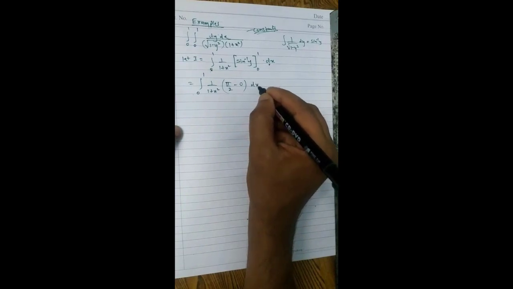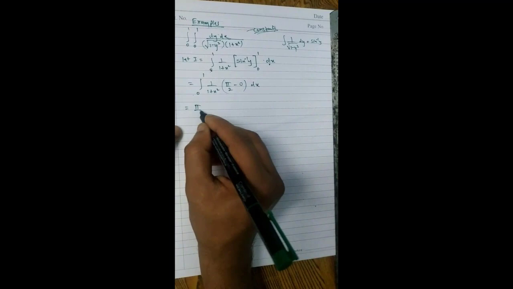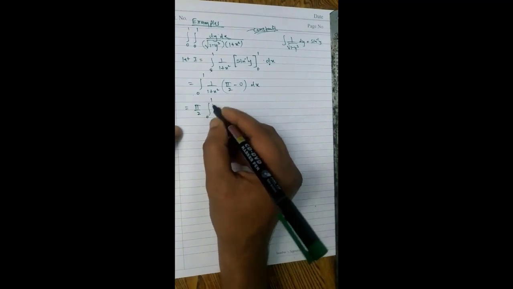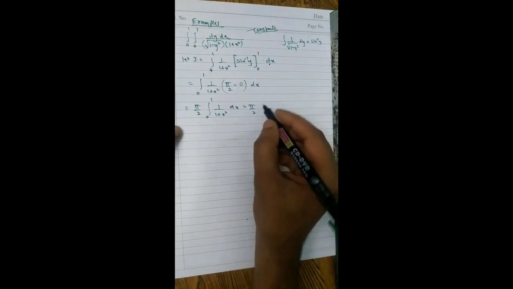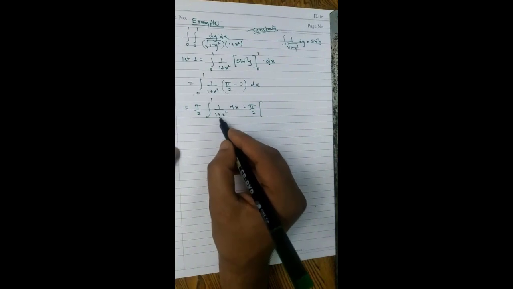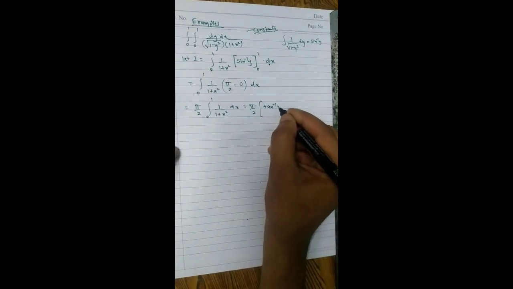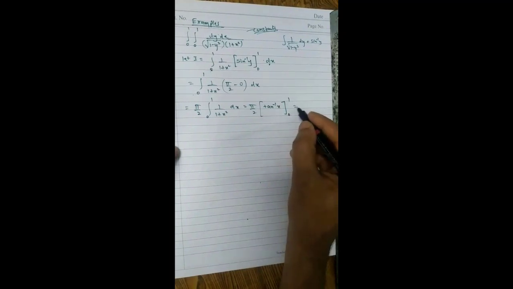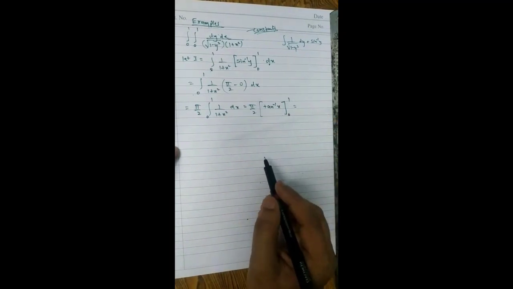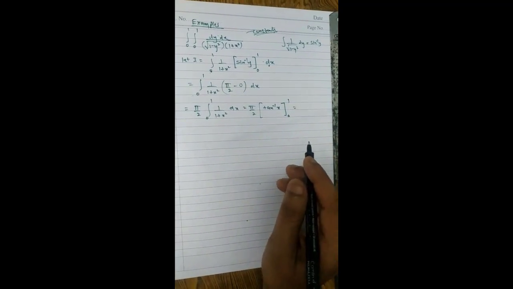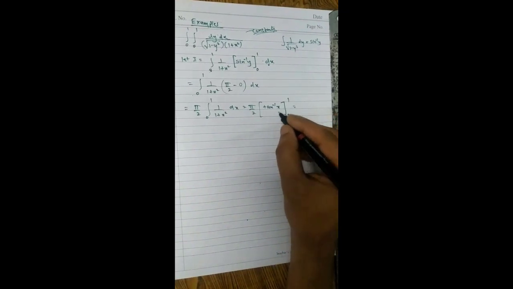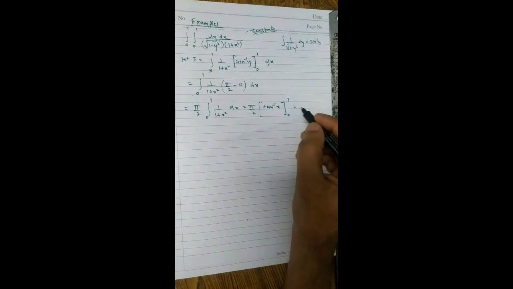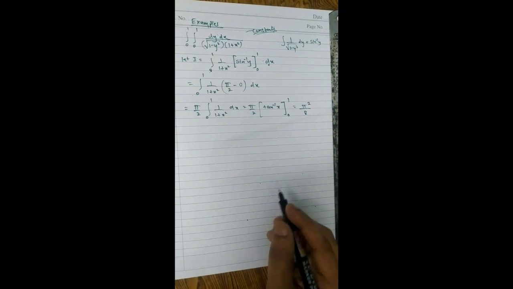and dx. So I take this pi by 2 outside, then the integral from 0 to 1 of 1 divided by 1 plus x square dx, which is equal to pi by 2, right? So what is the integration of 1 divided by 1 plus x square? It is tan inverse of x over the limit 0 to 1. And tan inverse of 1 is pi by 4. So the upper limit is pi by 4, and the lower limit turns out to be 0. Therefore your answer turns out to be pi by 8, right?